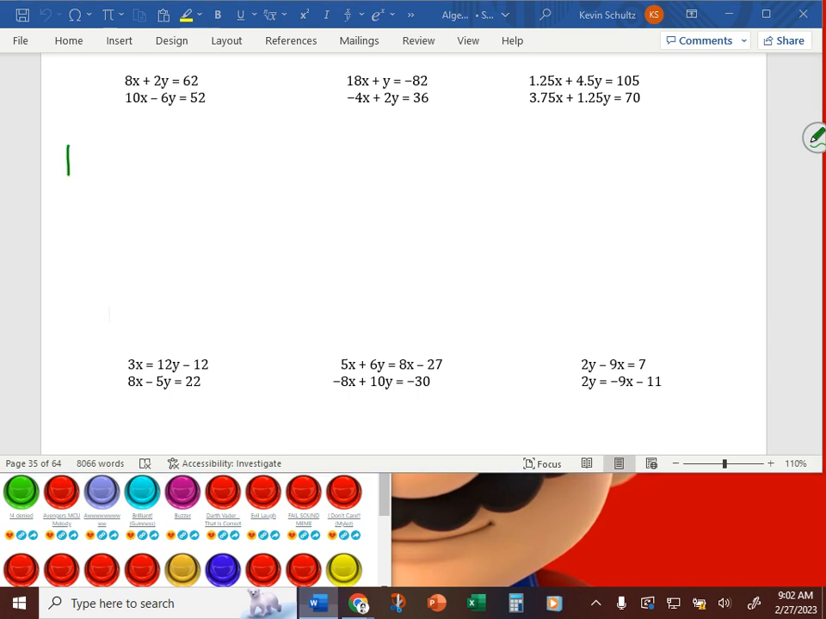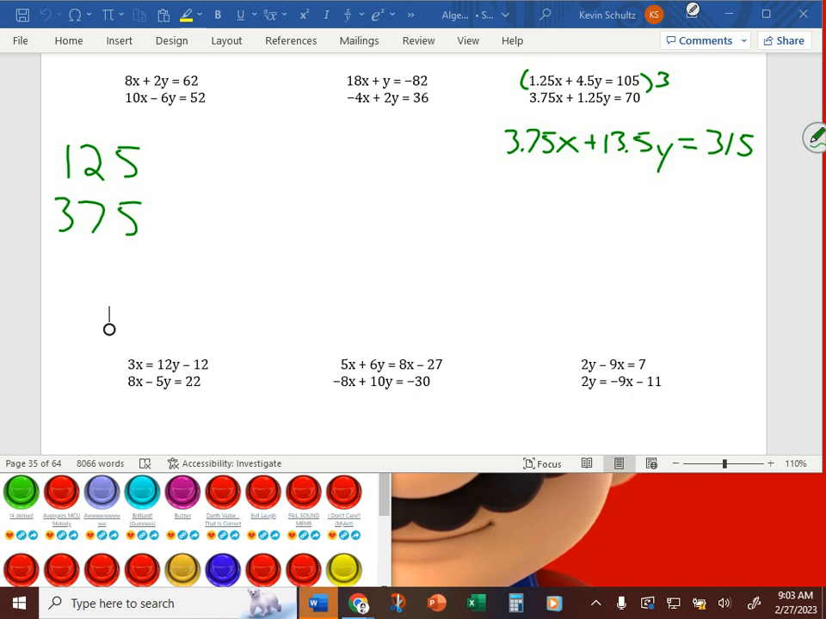Let's ignore the decimal for just a second. 125 and 375. Oh, they go together. What do you have to multiply by? 3. Okay? Same thing with 1.25 and 3.75, right? We multiply everything by 3, it's going to get those x coefficients to match up. So 1.25 times 3 is 3.75. 4.5 times 3 is 13.5. And 105 times 3 is 315.